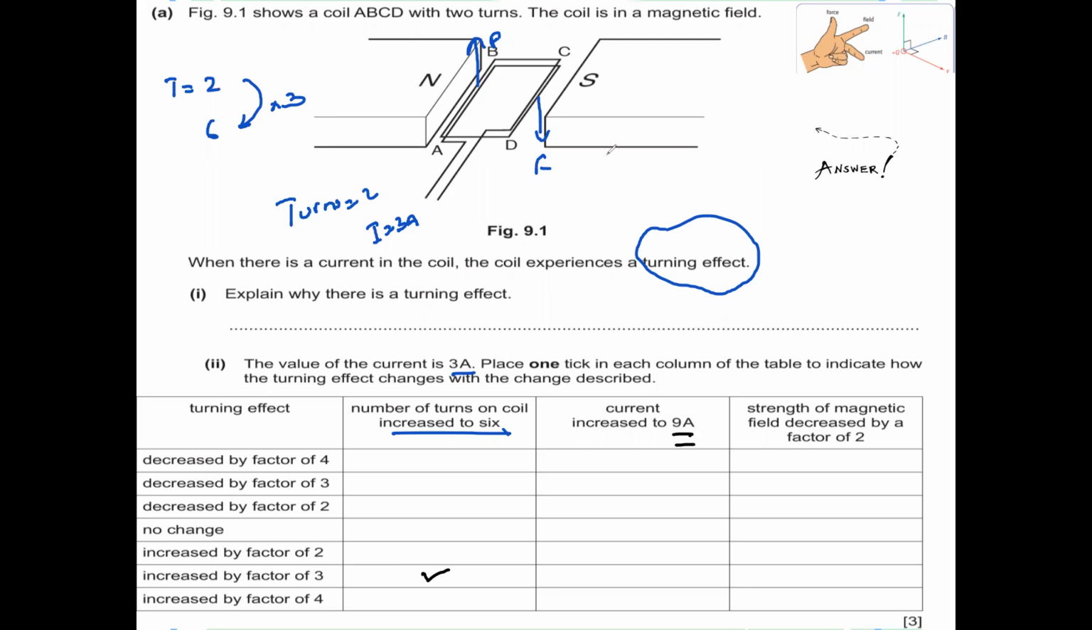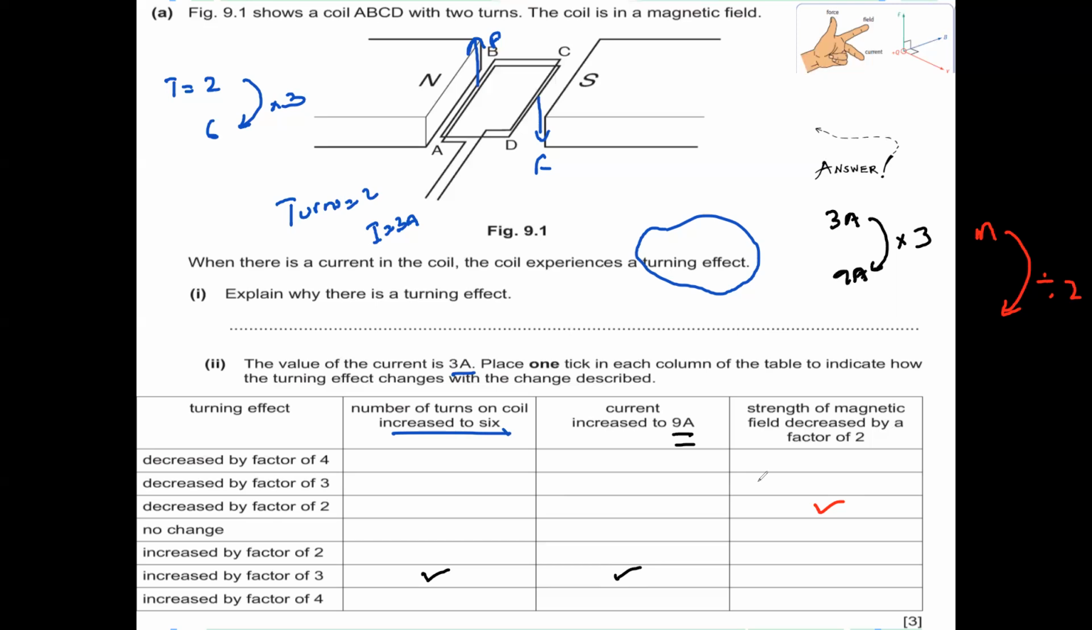Current becomes 9 ampere. So originally the current was 3 ampere, it changes to 9 ampere. So by what factor did we increase the current? The current also increases by factor 3. So if current is increased by factor 3, what will happen to the turning effect? The turning effect will also increase by 3. And then the strength of the magnetic field has decreased by factor 2. So if we reduce the strength of the magnetic field to half, what happened to the turning effect? The turning effect will also decrease by factor 2.